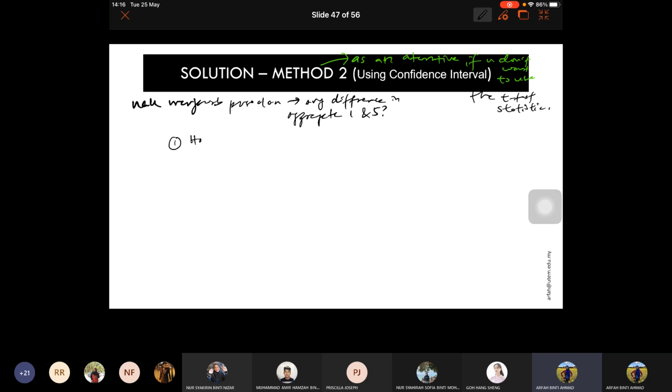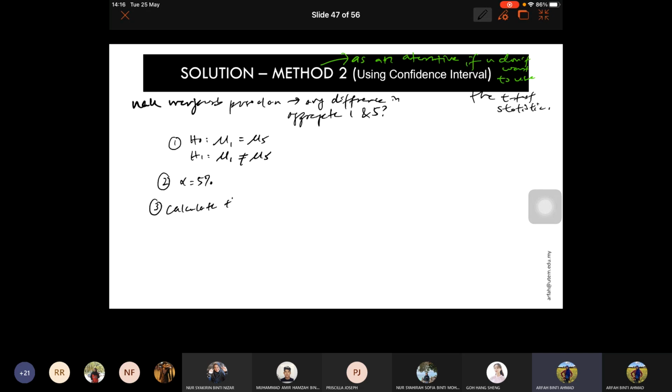First, list down your H null and also H1. H null: mu1 equal to mu5 versus H1: mu1 does not equal to mu5. Okay. So the steps are the same. You list down the H null and H1. Then awak kira alpha here equal to 5%. So step ketiga ni yang berbeza.